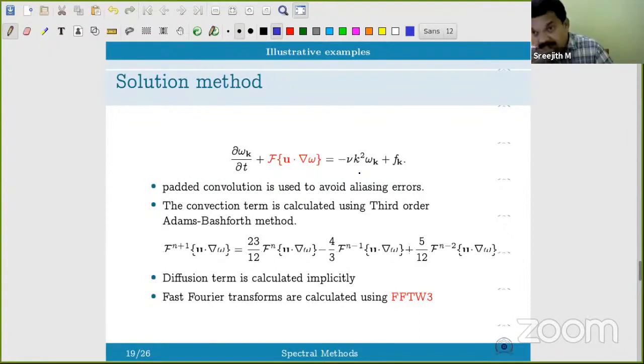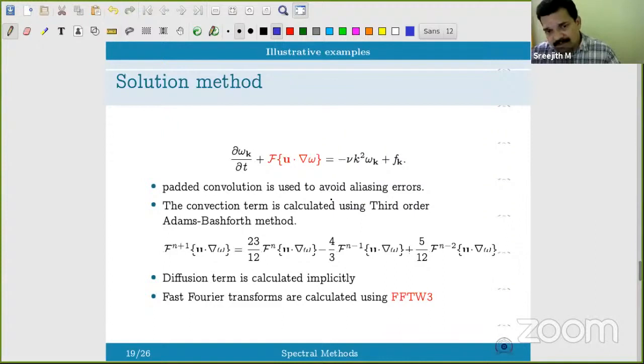The viscous term you can calculate using an implicit method, and for the convection term you have to use some time stepping method. You can use the Adams-Bashforth method; the Runge-Kutta method can also be used. Second order, third order Adams-Bashforth methods are also used. Here I have represented a third order Adams-Bashforth method. The diffusion term is implicitly calculated. The problem here is that you have to calculate the Fourier transform.